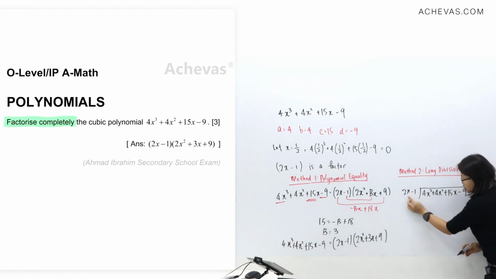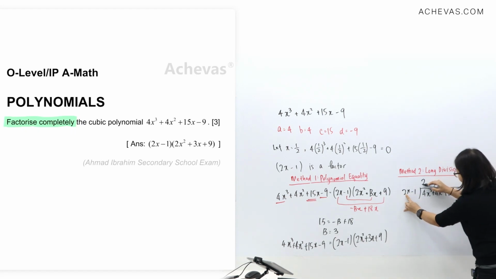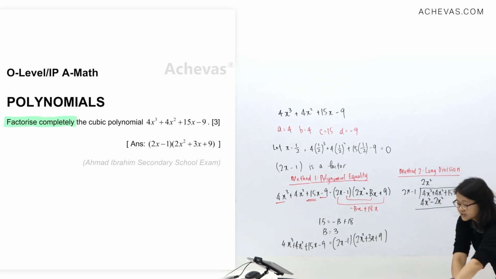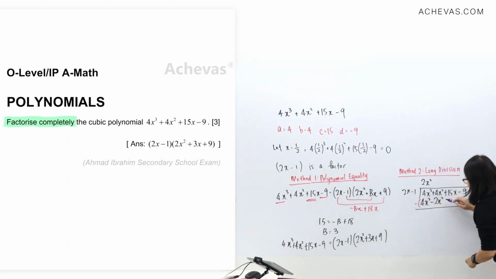For x^3, I have 2x, so what I'm going to write up here is 2x^2. Multiplying, I write my answer here: 2x^2 times 2x is 4x^3. 2x^2 times -1 is -2x^2. So I'm going to write a minus and a bracket and break it down. So it's 4 minus minus 2, that's 6x^2.